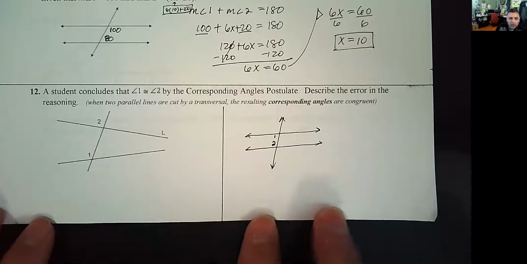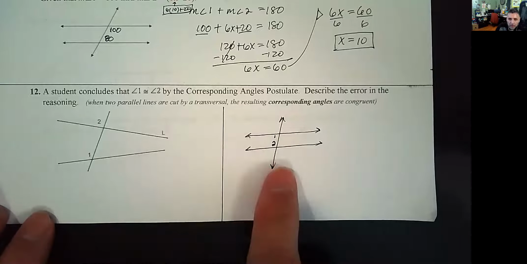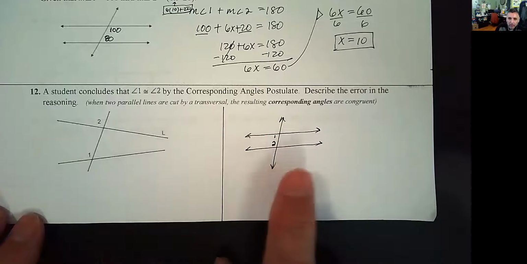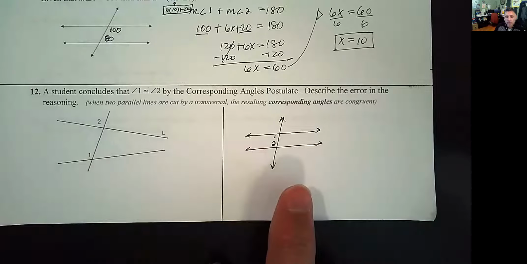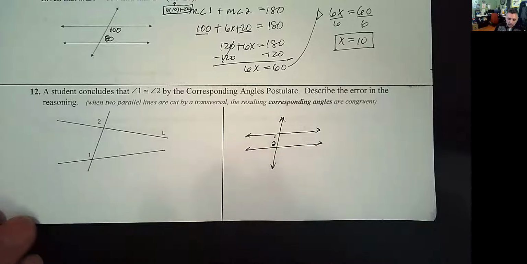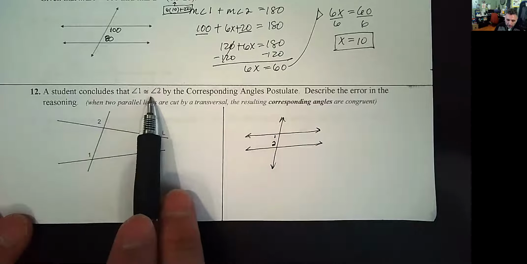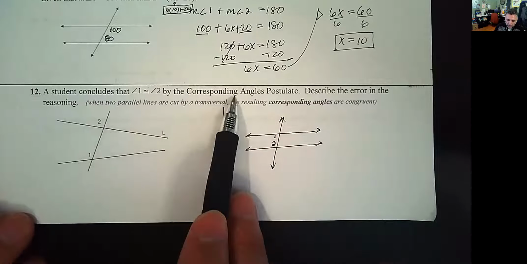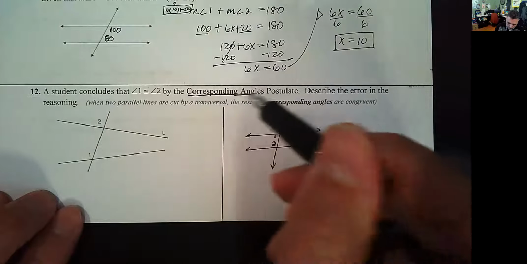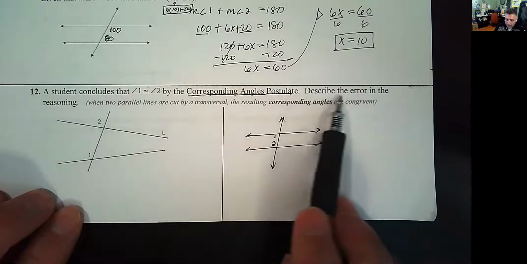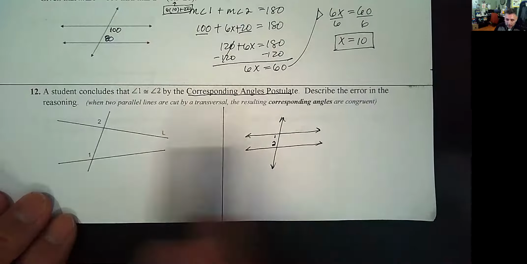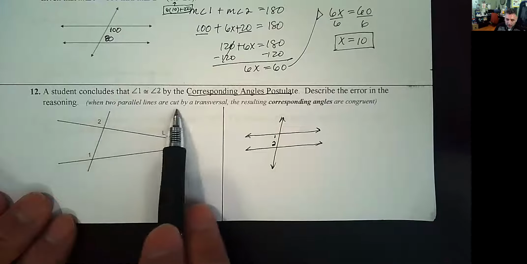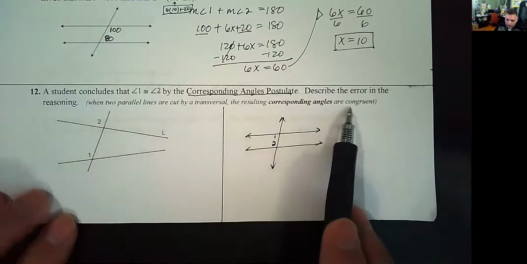Now I added a little bit to this one. I put in 2 pictures. Well, I put in this picture here. This one you have, this one you don't have. Because I wanted to show you the error in different ways. So it says a student concludes that angle 1 is congruent to angle 2 by the corresponding angles postulate. That's wrong. Describe the error in the reasoning. And then I wrote down what the postulate is here. The postulate says when 2 parallel lines are cut by a transversal, then the corresponding angles are congruent.